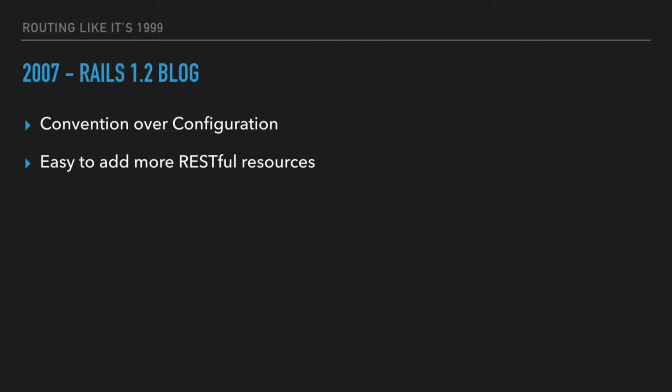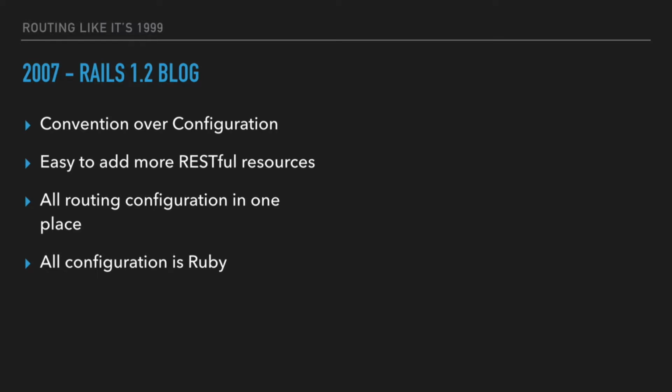So as I mentioned, it's very easy to add more RESTful resources. All of your routing configuration is in one place. It's not scattered across your application. It's in this one router, which was fantastic. All of your configuration is in Ruby. You don't have to remember a whole different syntax for writing routes. It's all just Ruby.